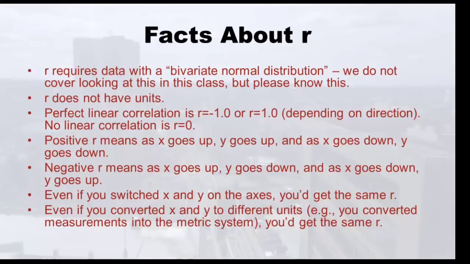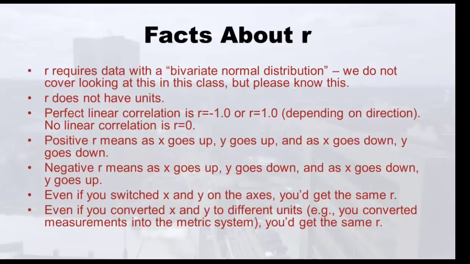Also, we did talk about how perfect linear correlation is where R equals negative 1.0, if it's a negative correlation, or R equals 1.0, which is a positive correlation. But I might not have mentioned that no linear correlation is R equals 0. Now you probably won't see that in real life, but sometimes I'll get an R that is either positive or negative, but it's 0.000000000 something, right? Regardless of whether it's positive or negative, if it's 0.00000 something, it's really close to 0. So that means there's probably no linear correlation.